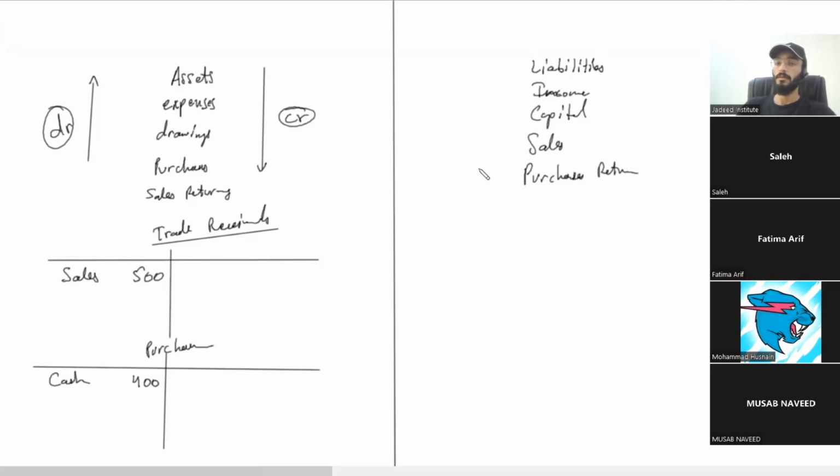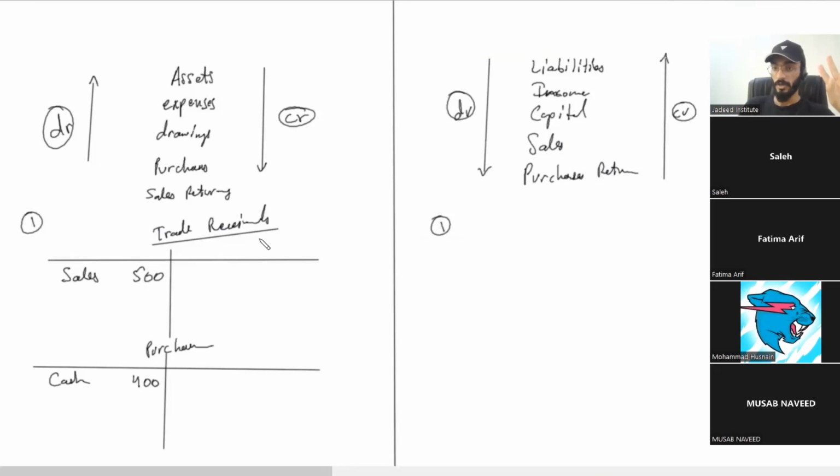When they go down, they're debited. That's right. When they go up, they're credited. That's right. We'll take a look at an example. For example, in this first situation, situation number 1, what happened was we sold some goods.